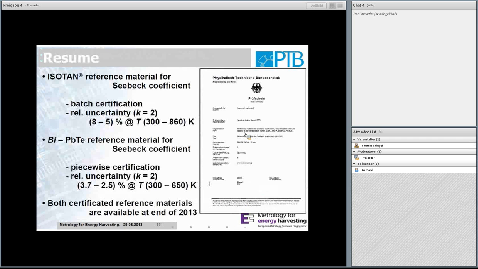So in total, I have shown you how we reach Isotan as reference material for the Seebeck coefficient in a batch certification with a relative uncertainty according to K2 from 8 to 5% in the temperature regime from 300 to 860 K. And I also showed you the bismuth-doped lead telluride as reference material for the Seebeck coefficient, now in a piecewise certification with a relative uncertainty, also K2, from 3.7 to 2.5%, and now in a reduced temperature regime from 300 to 650 K. And both reference materials should be ready and available at the end of this year.